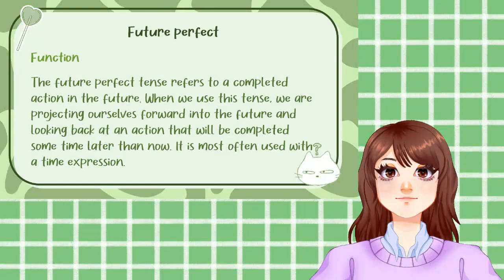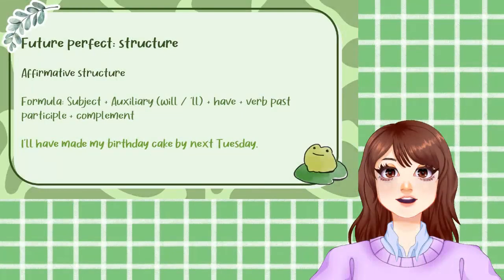The next tense is future perfect. The function of the future perfect is to refer to a completed action in the future. When we use this tense, we are projecting ourselves forward into the future and looking back at an action that will be completed sometime later than now. It is most often used with a time expression. The structure of the future perfect.